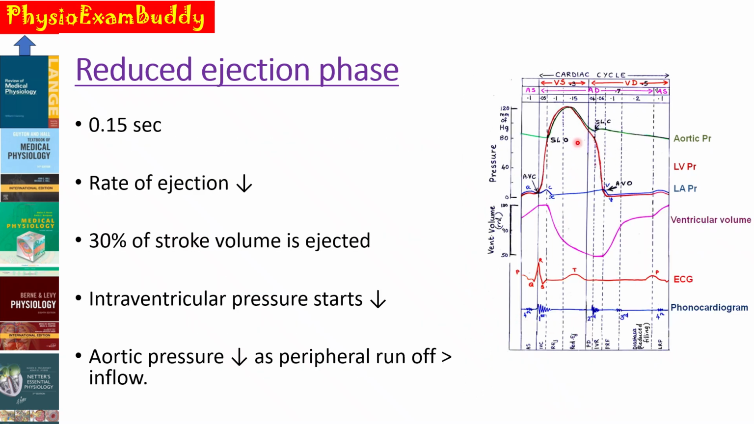Next phase is the reduced ejection phase, which lasts around 0.15 seconds. During this phase, the rate of ejection actually decreases. That is, only about 30% of the stroke volume is ejected during this phase, and the intraventricular pressure will start declining. The aortic pressure also will decrease as the peripheral runoff is more than that of the inflow.